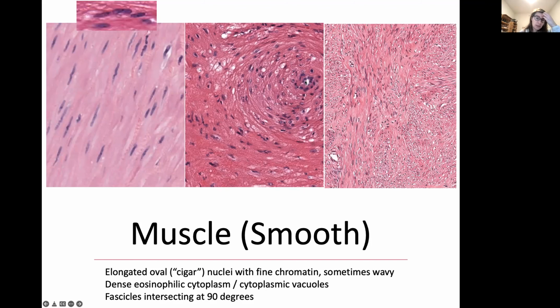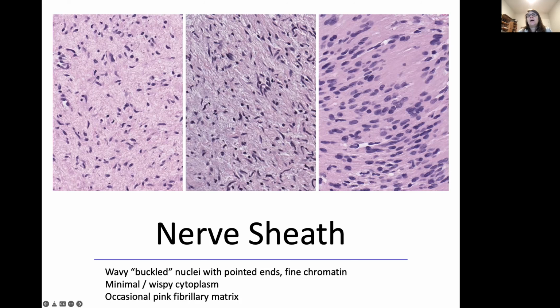When we're thinking about something with nerve sheath differentiation, you hear these characteristic wavy or buckled nuclei with pointed ends and fine chromatin, and not really those overt nucleoli like we saw in the myofibroblasts. So you can see here that they are more crooked with very pointy ends. The only difference I will point out is this one on the right.